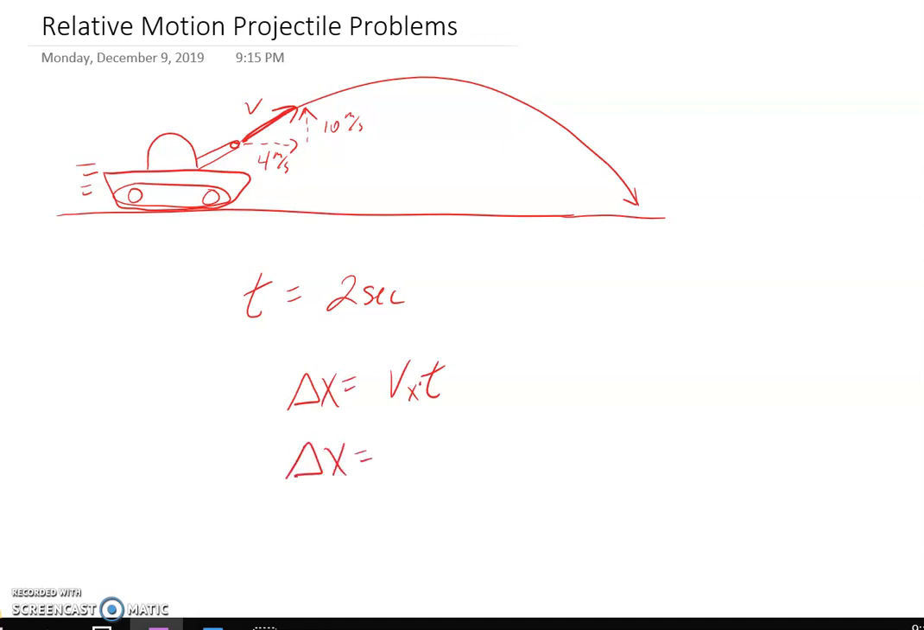The only thing is, the velocity in the x direction is not just the 4 meters per second, it would also include the velocity the tank is driving with. So let's say the velocity of the tank is 1 meter per second. You'd have to add that to the 4 to get 5 meters per second in the x direction, and then multiply by the 2 seconds that this thing is in the air, giving you a delta x of 10 meters.